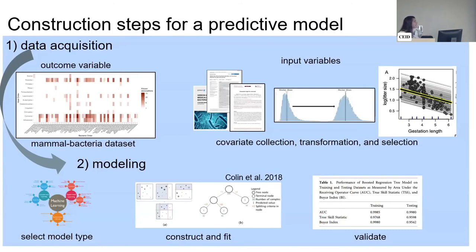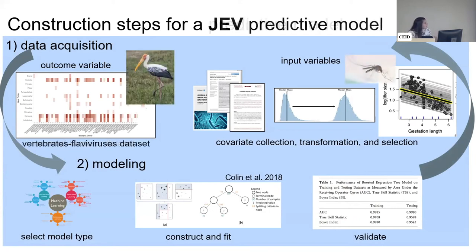And I'm just going to take a minute to think about how we can use the same approach for Japanese encephalitis, because that's the reason we're all here today. And so we talked about how now we need to revisit the literature and further build up these literature databases and modeling approaches. So for JEV, we could take a similar approach, but likely there would be some differences.